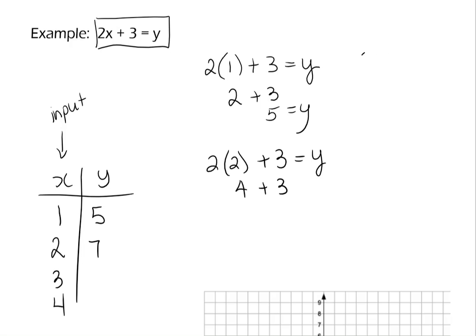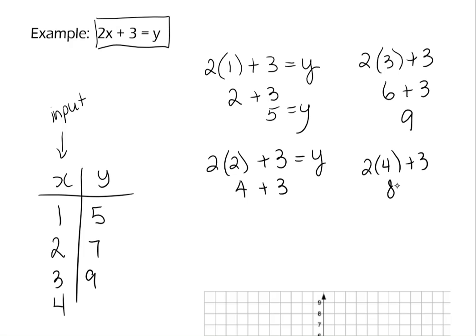And we're just going to repeat the process with every input number that is in our table of values. We're getting to practice BEDMAS as we're doing this. So 3 is going to go with 9. And the last one, when we put in 4, we have 8 + 3, so we end up with 11. And it's interesting to note at this point that our pattern does indeed go up by 2, which is kind of what we expected when we looked at the original equation.